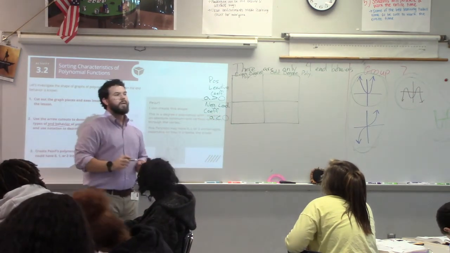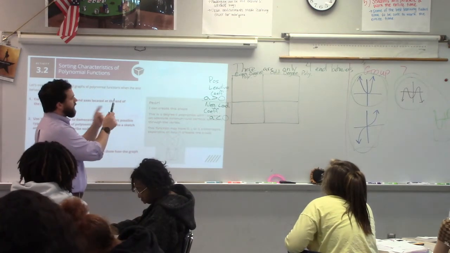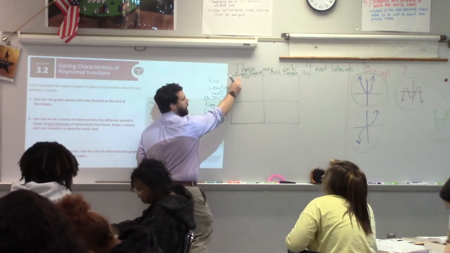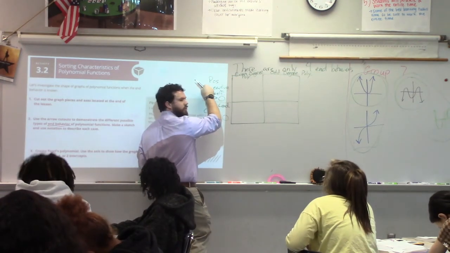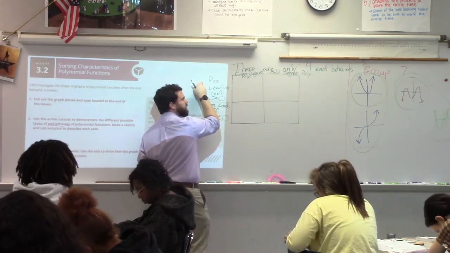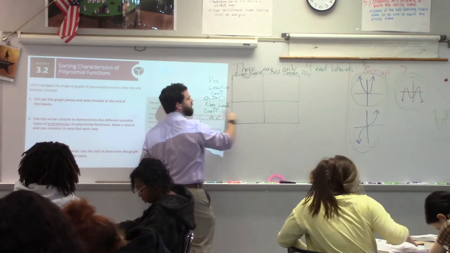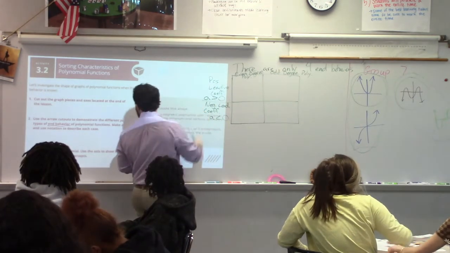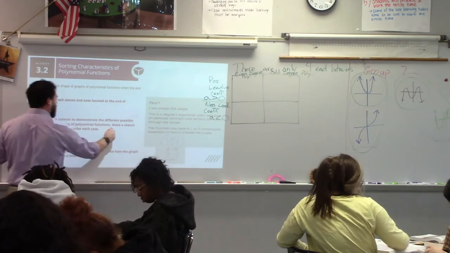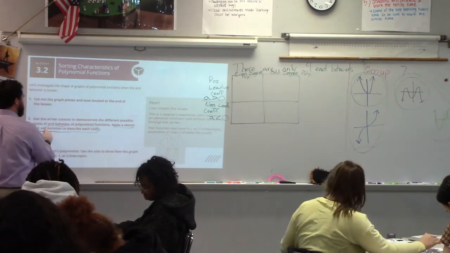I don't care which graphs you choose, but you should put one of each graph in each box, right? So put an even degree polynomial with a positive leading coefficient. Put an odd degree polynomial with a positive leading coefficient. Here, put an even with negative and an odd with a negative leading coefficient. Now, make a sketch and use notation to describe each case.